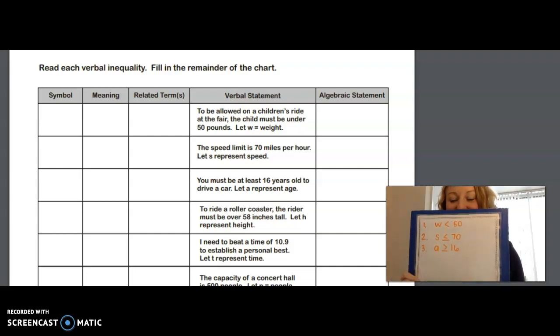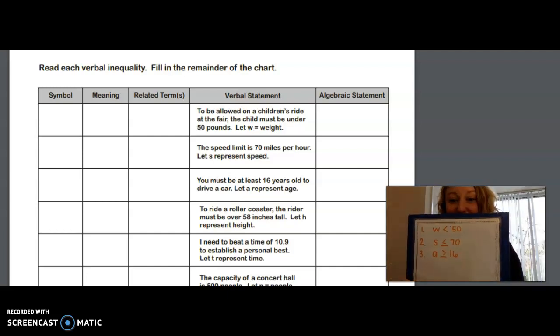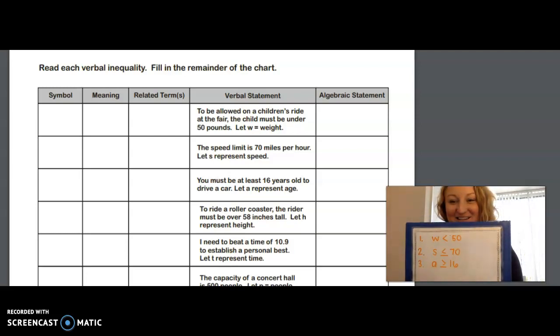All right, number 3, did you get A is greater than or equal to 16? You must be at least 16. So you can be older than 16, but you have to be at least 16 years old. And that's what my inequality shows.